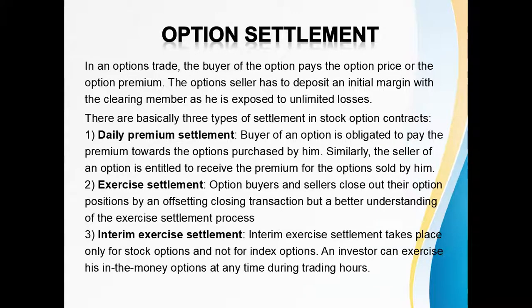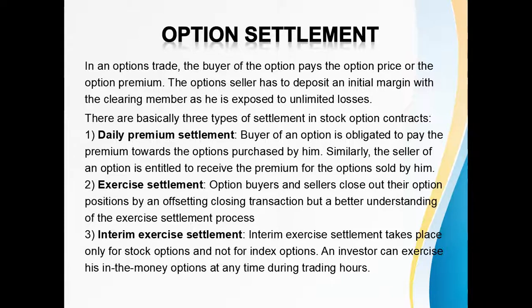Now, option settlement. In an options trade, the buyer of the option pays the option price or the option premium. The option seller has to deposit an initial margin with the clearing member as he is exposed to unlimited losses. There are basically three types of settlement in stock option contracts: daily premium settlement, exercise settlement, and interim exercise settlement. The buyer of an option is obligated to pay the premium towards the options purchased by him in a daily premium settlement. And the seller of an option is entitled to receive the premium for the options sold by him in the same settlement.